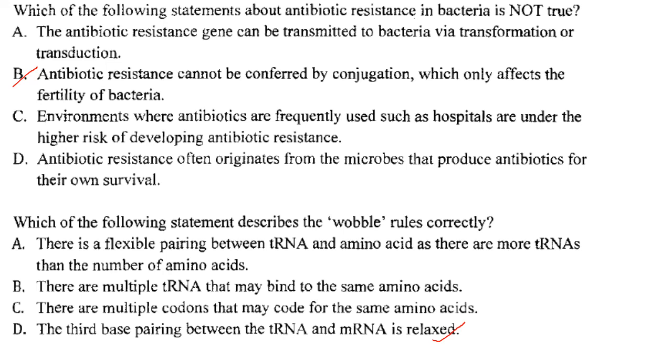Then which of the following statements describes the wobble rules correctly? The answer is option D, that is the third base pairing between tRNA and mRNA is relaxed. So answer is option D.